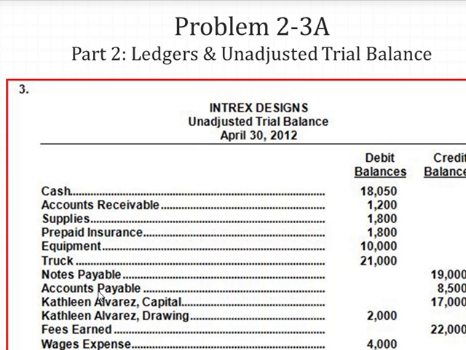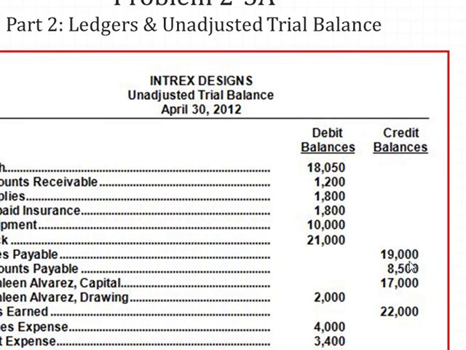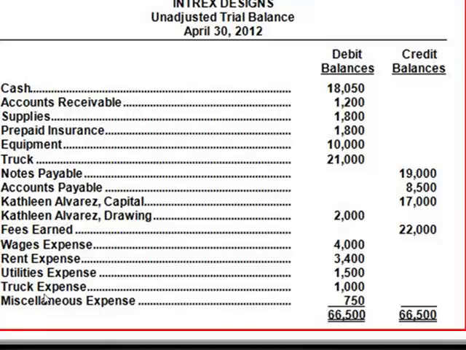Notes payable and accounts payable and capital are credit balance accounts. We pulled these from the final balances of the ledger. Drawing has a normal debit balance. Fees earned has a normal credit balance. And all the expense accounts have a normal debit balance.